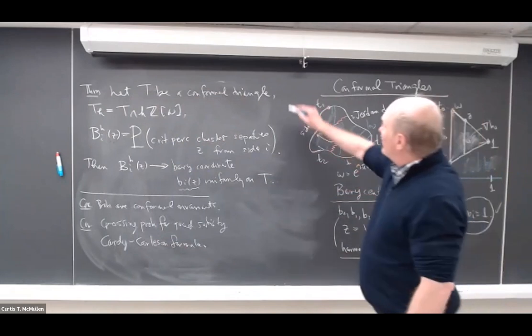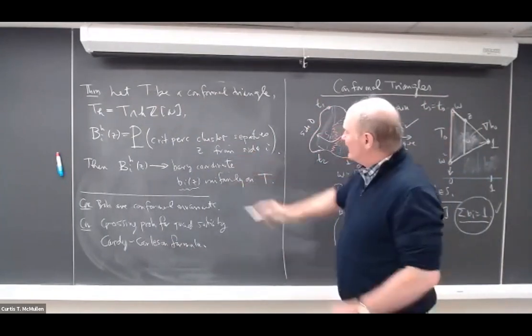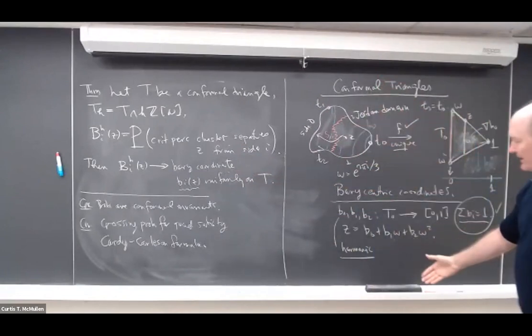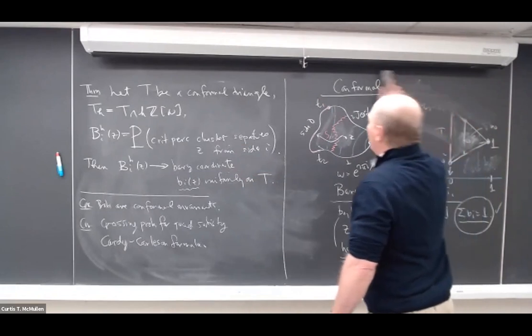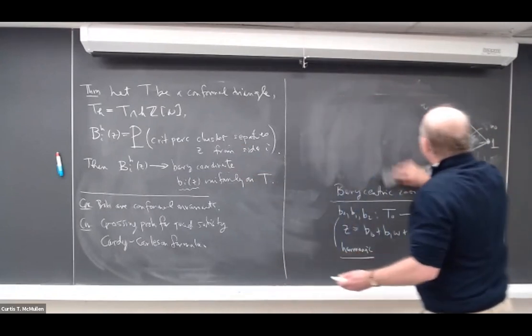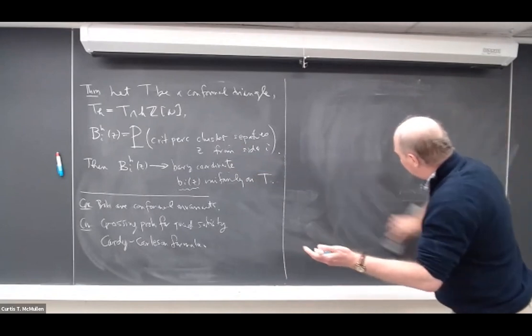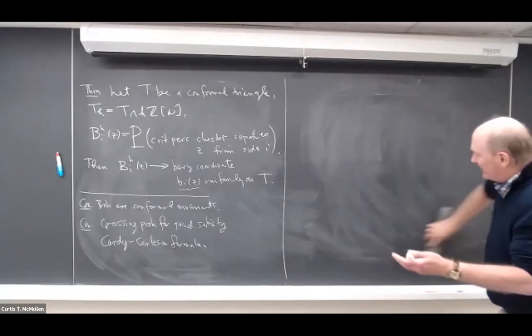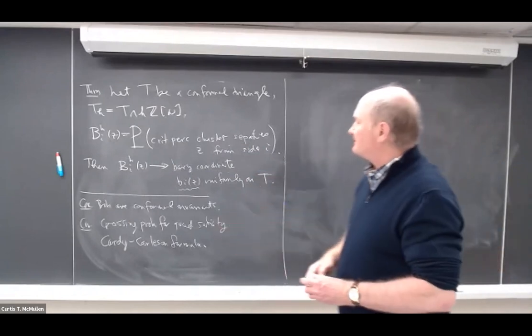Okay, so that's the program. The program is to take discretized percolation and prove that it converges to these barycentric coordinates that we've introduced. And one really nice feature is we only have, so to speak, one problem to work on now. We're not working on many different quadrilaterals, we're working just on a triangle.